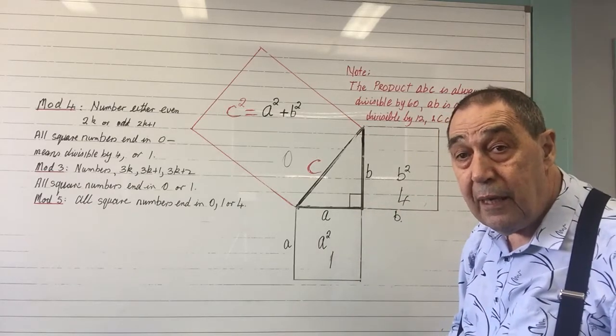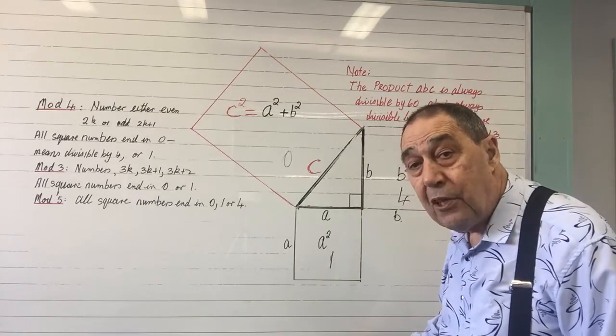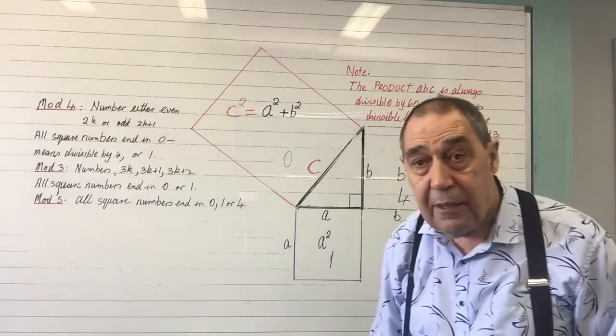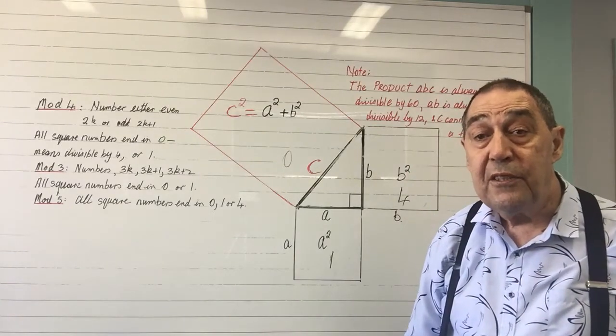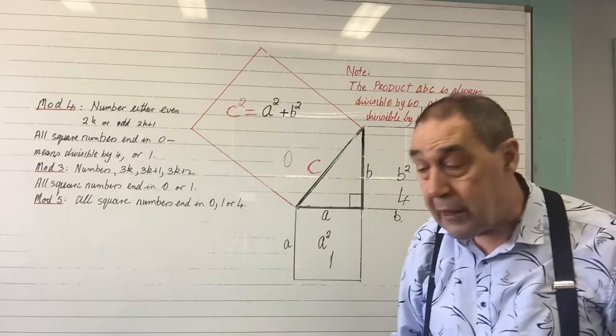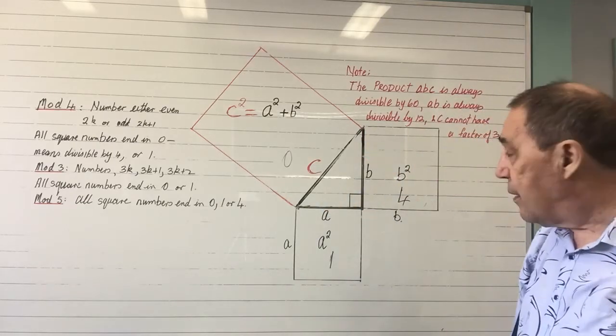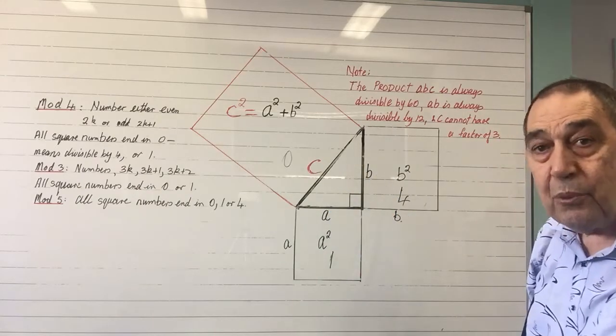So hence, in any right-angled triangle where the sides are all integers, the product of the three sides is always divisible by 60, and the product of the two sides including the right angle is always divisible by 12.